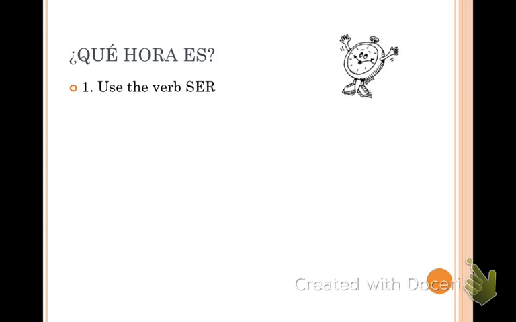When we're telling time, we're going to use the verb ser. We've used the verb ser for a while. Soy, eres, es, somos, son. Now, you're not time. You're not talking to time. You're talking about time. So the talking about column, we have either es or son as options.